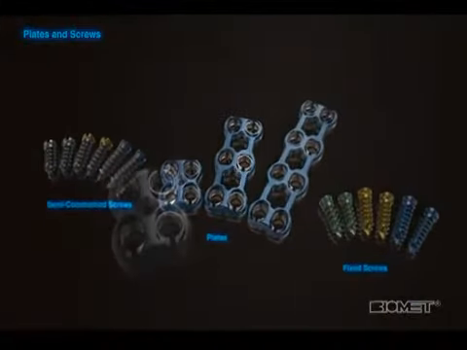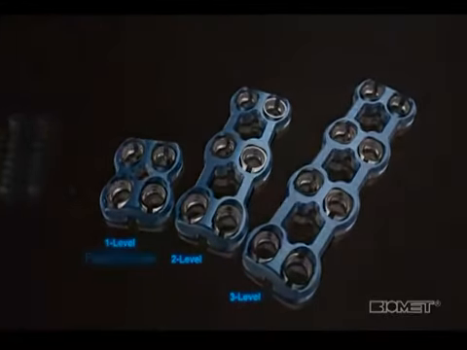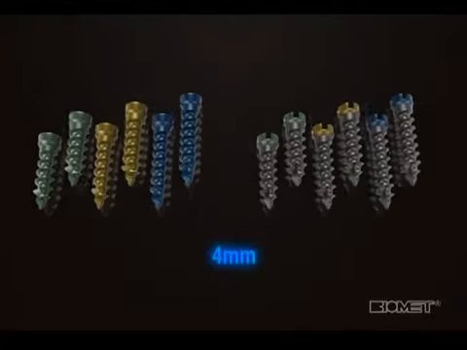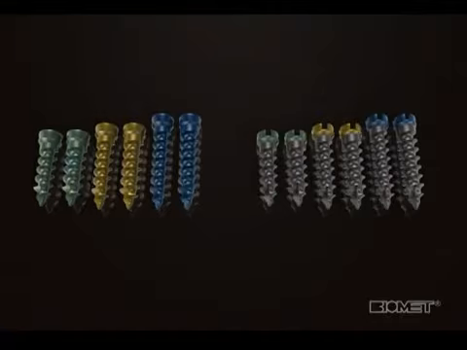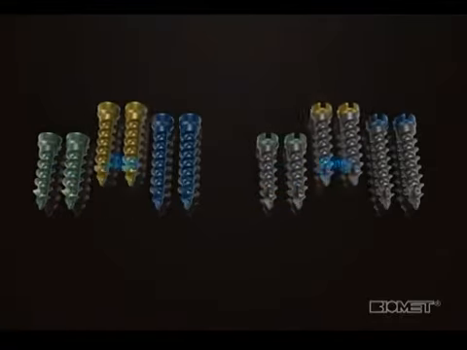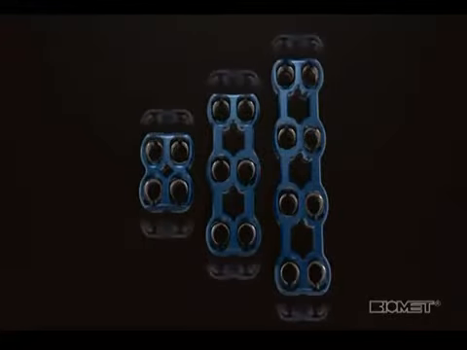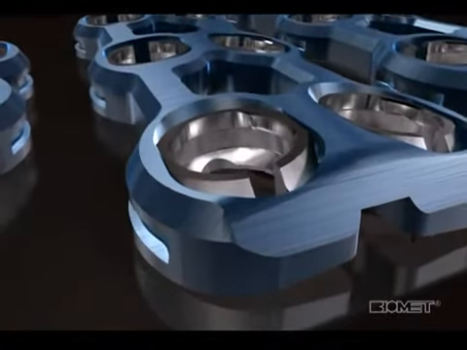The MaxAn system consists of 1, 2, and 3 level plates and both fixed and semi-constrained screws in 4.0 mm and 4.5 mm diameters. The screws are available in color-coded lengths of 12 mm, 14 mm, and 16 mm. The plates are available in several lengths within each level, and they feature a unique one-step locking ring that provides a secure locking mechanism for the screws.